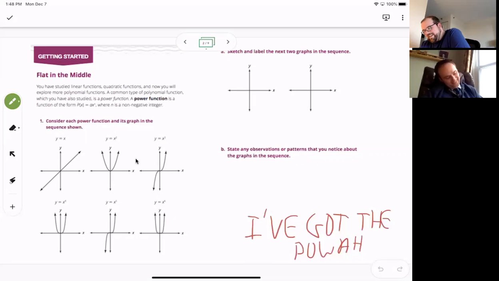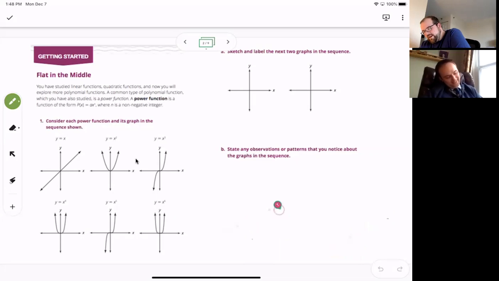So it may be useful to think for a minute about what patterns you notice going from x to the first to x squared to x cubed to x to the fourth to x to the fifth to x to the sixth, and then see if you can see what's happening for the next two graphs in the sequence. So here's what I'm noticing.